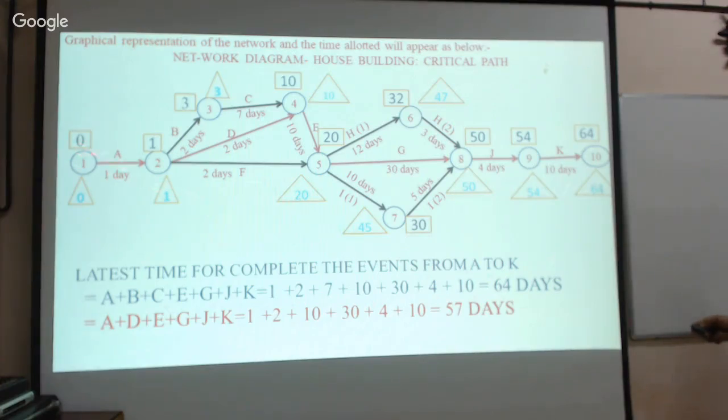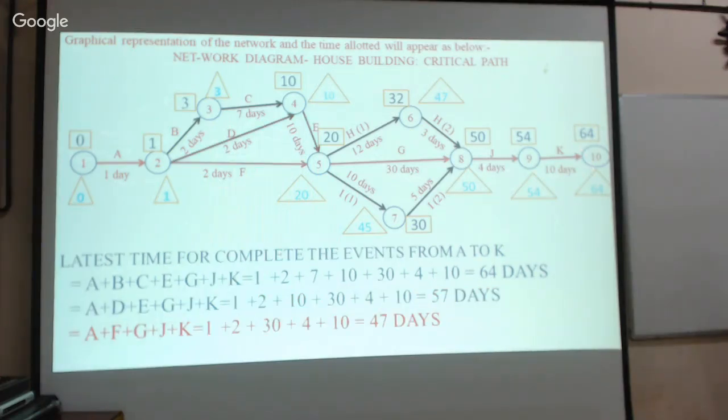And similarly, there is another path. This is another path, that is A, D, E, and then G, J, K. If you go along this path, the time required is 1 plus 2 plus 10, then 13 plus 30, that is 43, and 43 plus 10 is equal to 53 days. We need 53 days along this path. Now this is the time required to reach from event number 1 to event number 10.